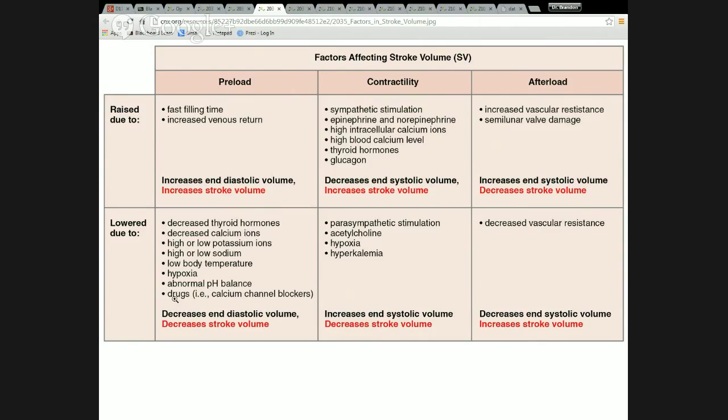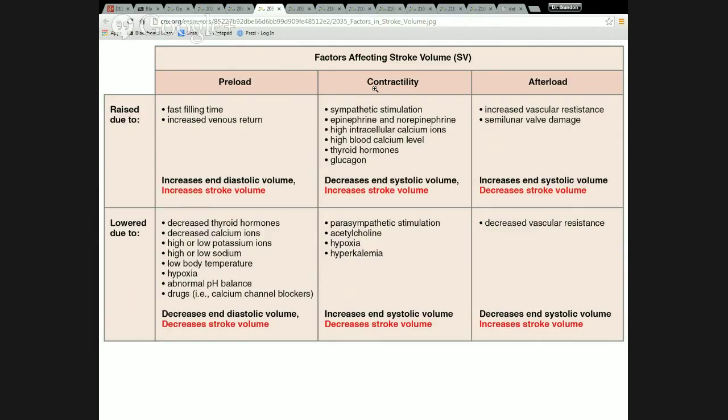There aren't a lot of reasons why we would want to purposely lower preload and therefore cardiac output, but there are a number of things that can have an effect on it. A lot of these are going to be side effects of drugs or conditions that people might have that'll affect it. So it's really not how we regulate cardiac output, but rather the things that can have an effect on it.